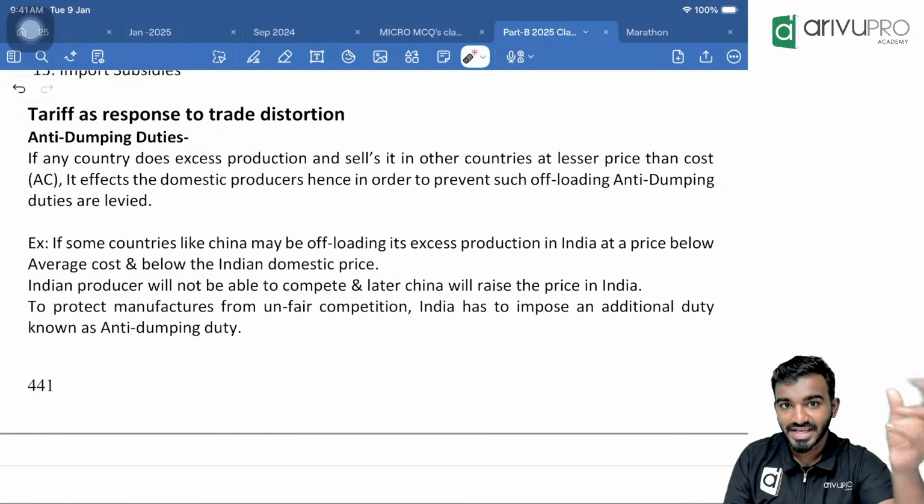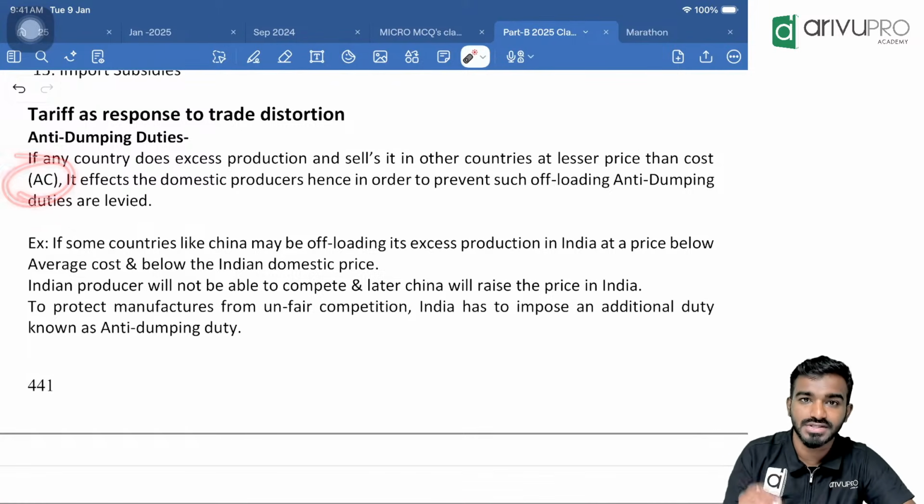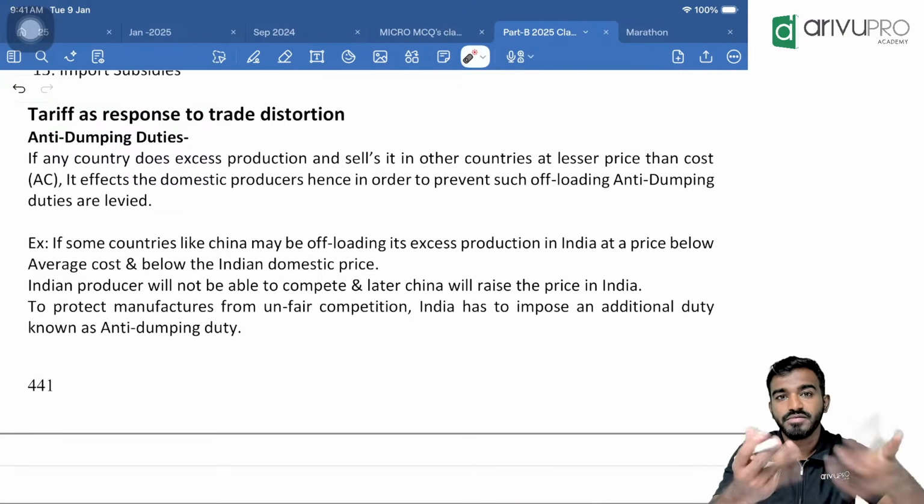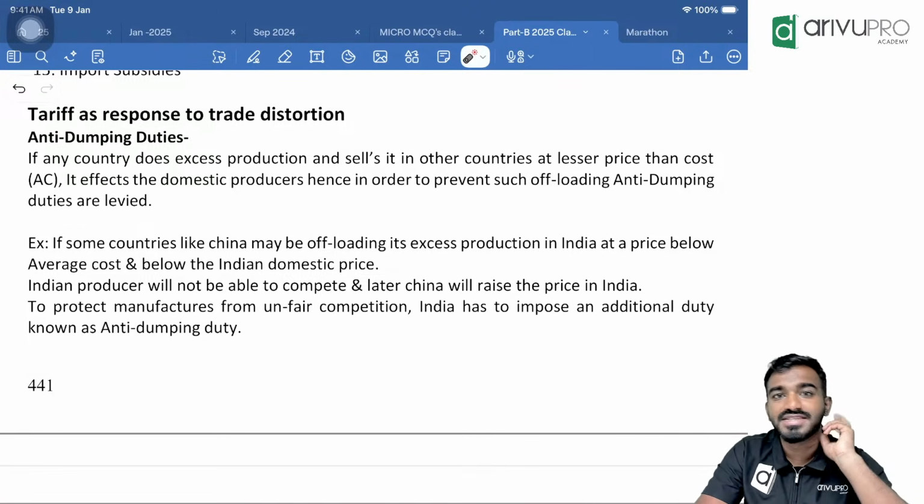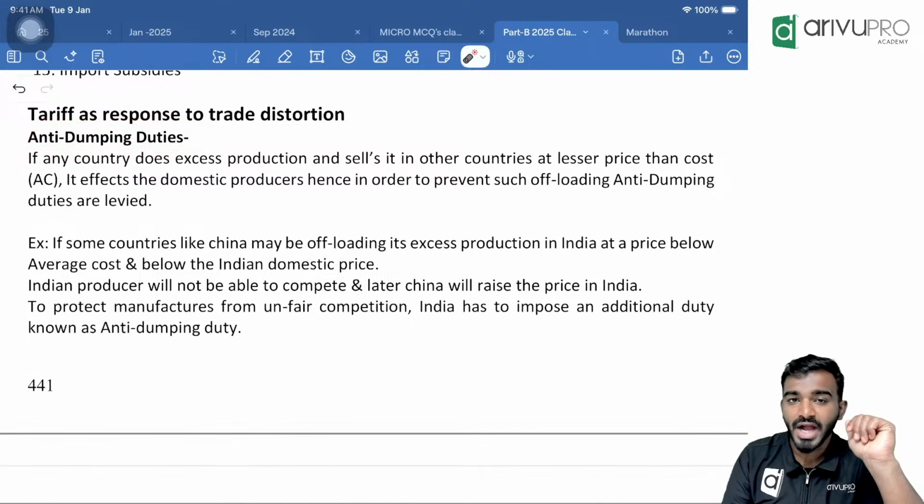When some countries like China dump their excessively produced goods and try to sell them at less than their average cost, it creates an unfair advantage for them. My domestic players cannot compete with them. One fine day, my domestic people will close down. Later, China will increase the price. To stop this from happening, the Indian government may charge anti-dumping duty.